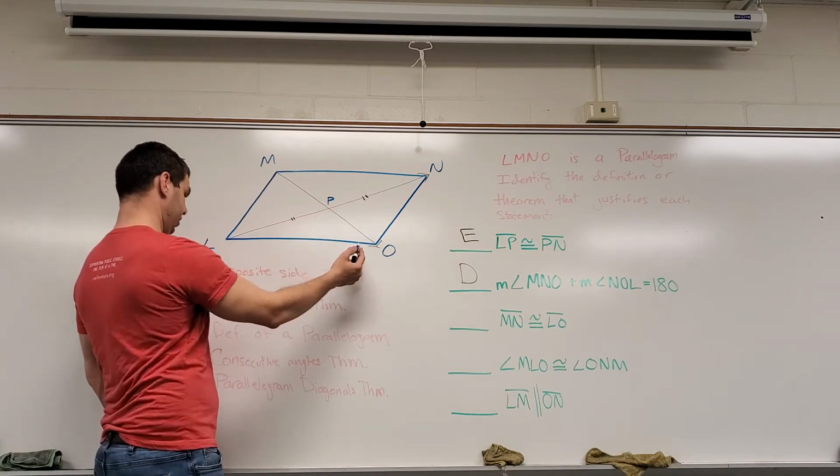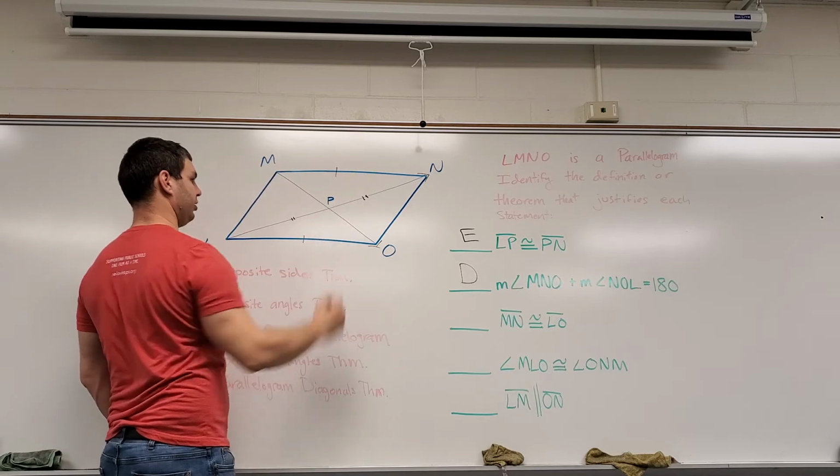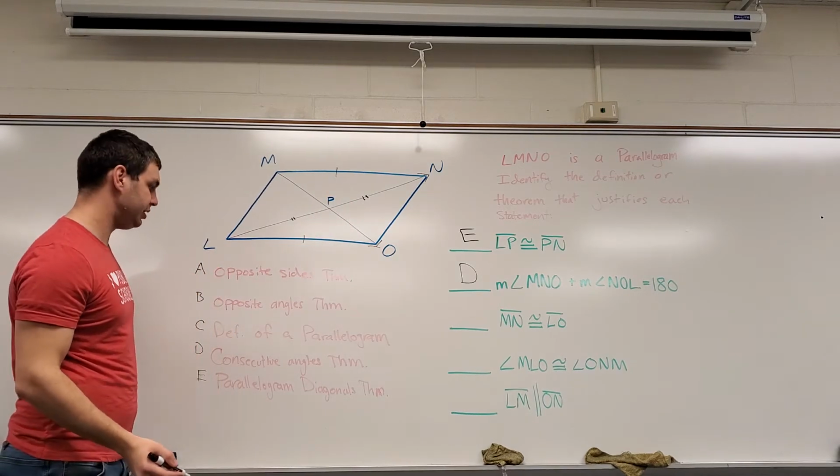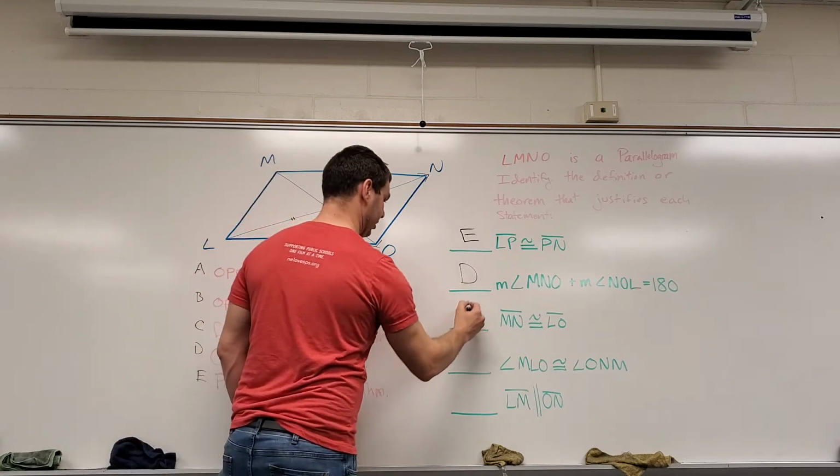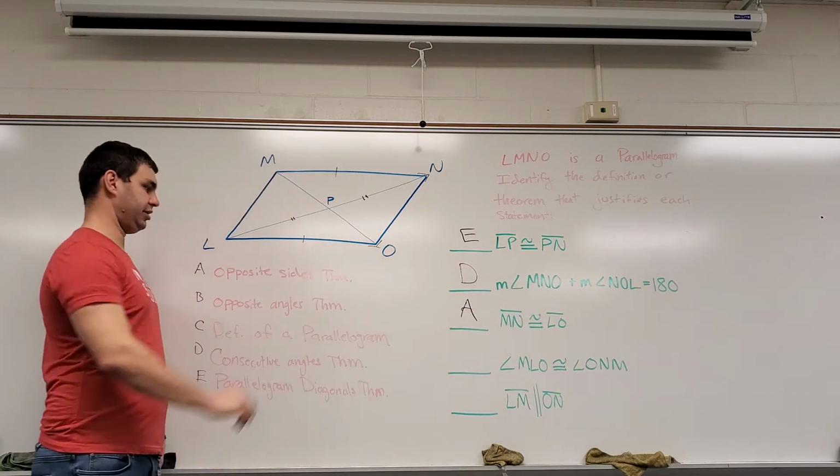The next one says that MN is congruent to LO. Why are those congruent? That's going to be because of the opposite sides theorem, or letter A in our situation, letter A here.